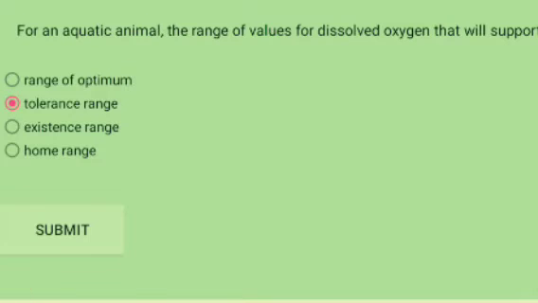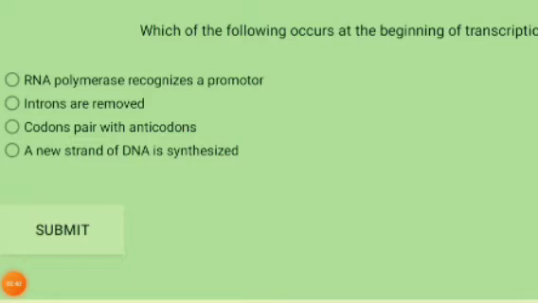Option B is correct. Which of the following occurs at the beginning of transcription? Option A, RNA polymerase recognizes a promoter. Option B, introns are removed. Option C, codons pair with anticodons. Option D, a new strand of DNA is synthesized. Basically, transcription is the formation of messenger RNA from DNA, and its first step is RNA polymerase recognizing a promoter.